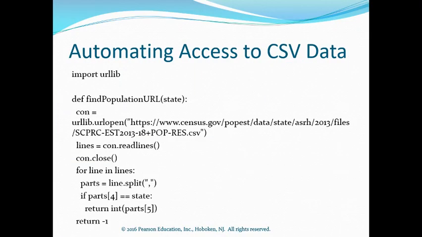Cool. All right, continuing, we can automate access to CSV data. For example, we can import urllib again. We can write a function. We define a function called find_population that passes an input variable called state. We create a connection where we open the URL to this location of census data. We read the lines, we close it, and then we go through each line, we split it at the comma, and then we do some other manipulation to it, and then output it.